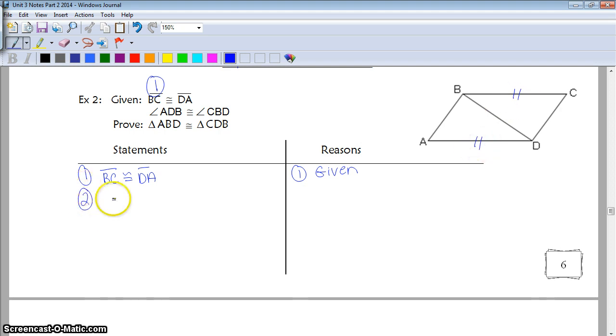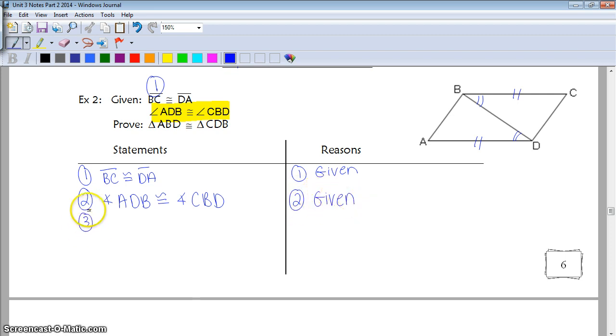Our next statement, angle ADB is congruent to angle CBD. Look where I took that from. Again, right from the given up here. Mark it in your picture. ADB, remember the letter in the middle is the vertex. Our reason, it's in the given.